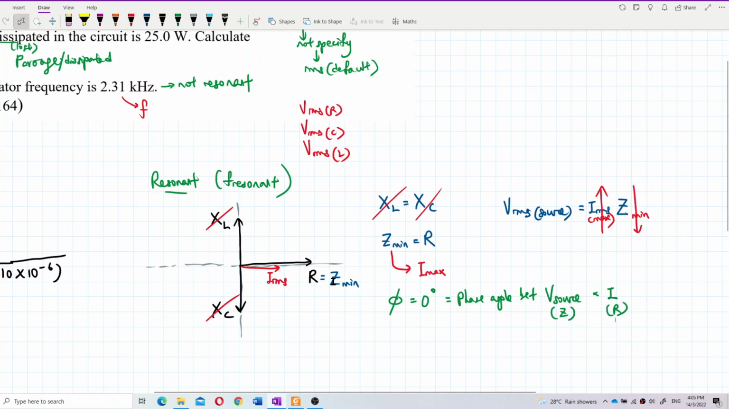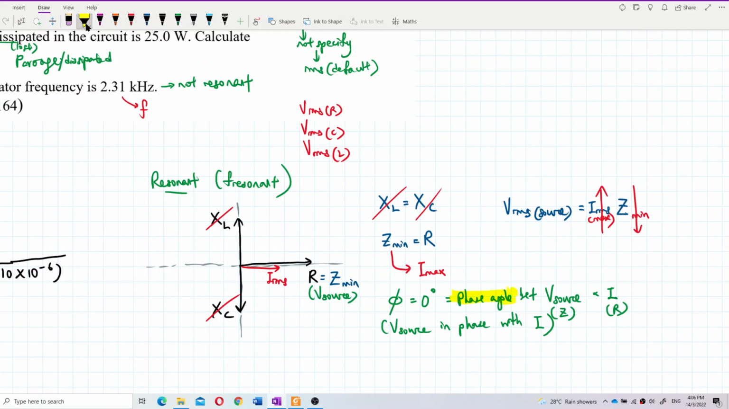Why? Because Z is also with resistor, so this Z represents V source. So V source is in phase with current. See that? When V source is in phase with current, it means the phi becomes 0. The phase angle becomes 0 because the V source is in phase with current.